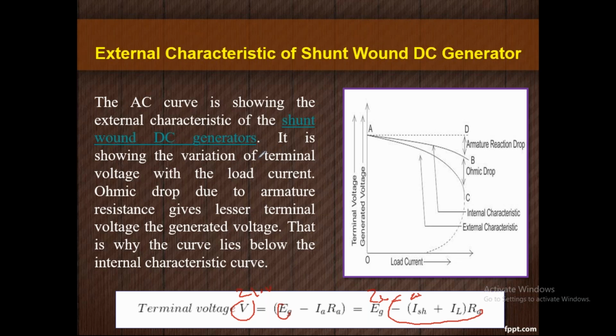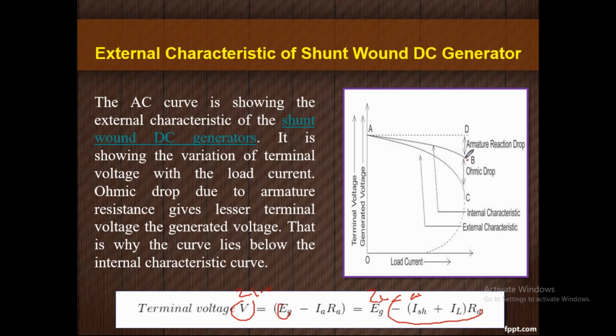See, it is showing the variation of terminal voltage with the load current. Ohmic drop due to armature resistance gives lesser terminal voltage than generator voltage. So ఈ డ్రాప్ వల్ల ఏం జరుగుతుందంటే మనకు టెర్మినల్ వోల్టేజ్ అనేవి జనరేటర్ వోల్టేజ్ కన్నా తక్కువ చూపిస్తుంది. That is why the curve lies below the internal characteristics curve. So external కి వచ్చే కొద్ది మనకు గ్రాఫ్ అనేది రెడ్యూస్ అవుతుంది because of ohmic drop and resistance. So మీరు ఇంటర్నల్ క్యారెక్టరిస్టిక్స్ తీసుకునేటప్పుడు only there is a presence of armature drop. So మనకు వోల్టేజ్ అనేది స్మాల్ రేంజ్ లో తగ్గుతుంది.